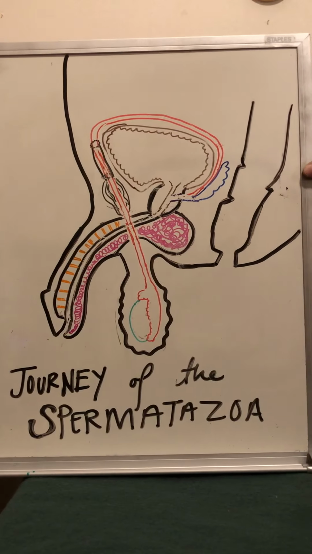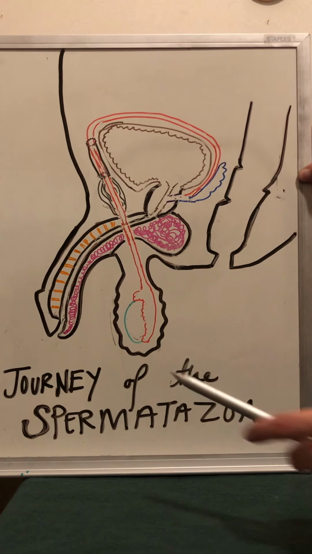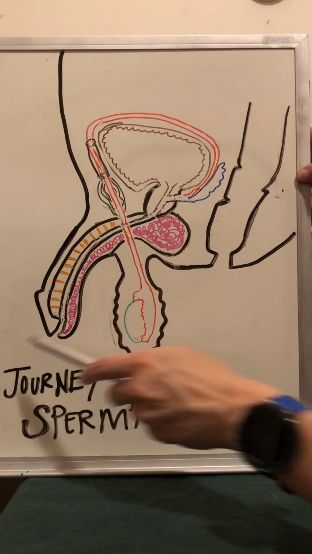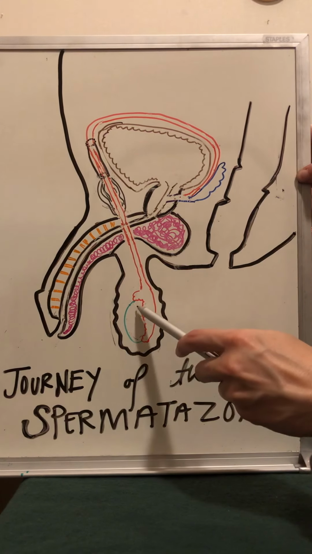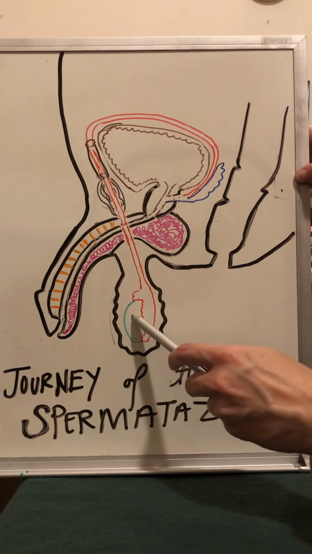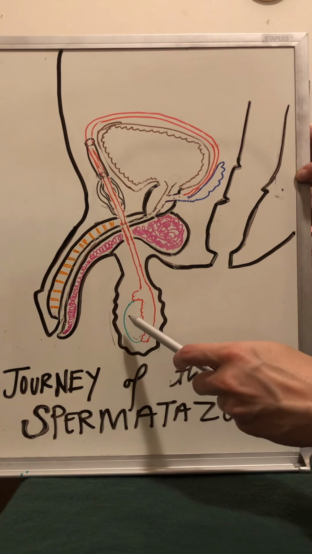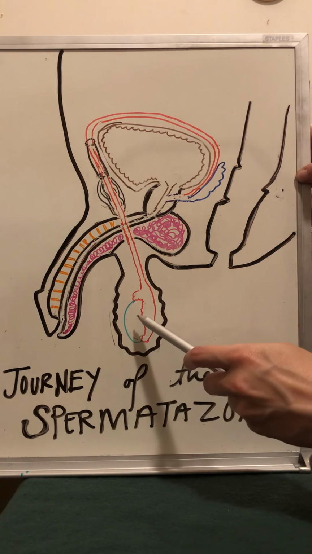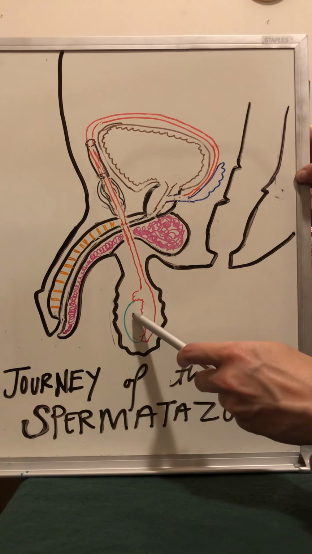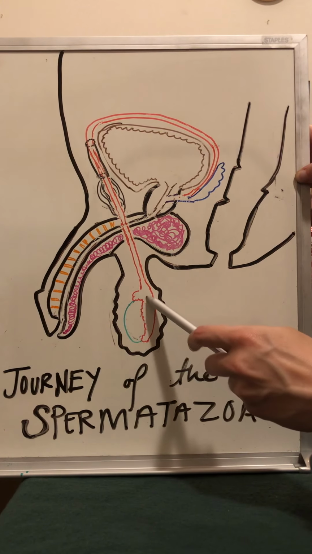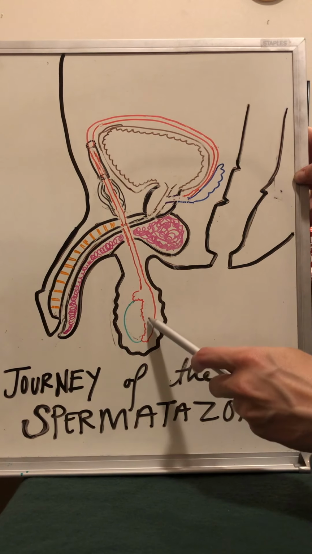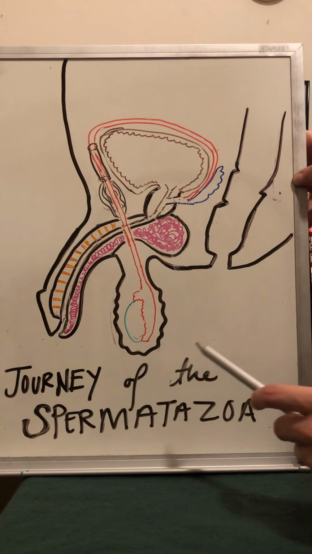Now we'll go ahead and talk about the journey of the sperm from conception to its exit into the outside world. So sperm is created in the seminiferous tubules, and it will be stored in the epididymis via the rete testis, which is also in the testes. Once it is in the epididymis, it'll stay there until needed for ejaculation.